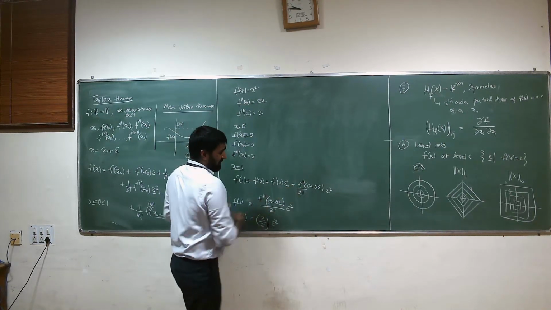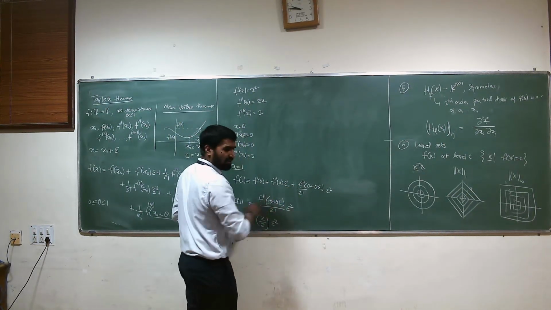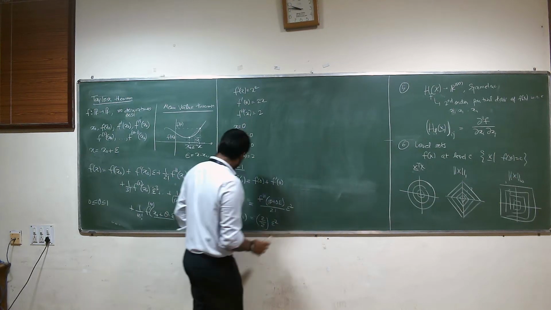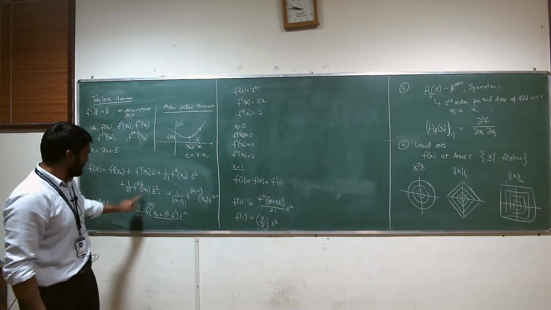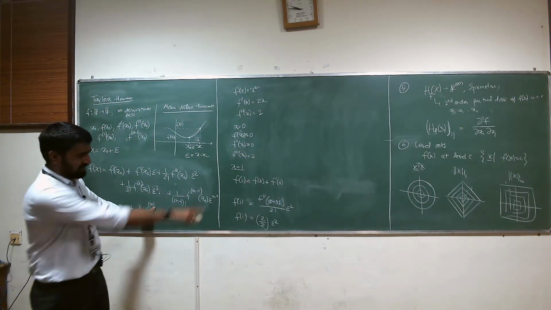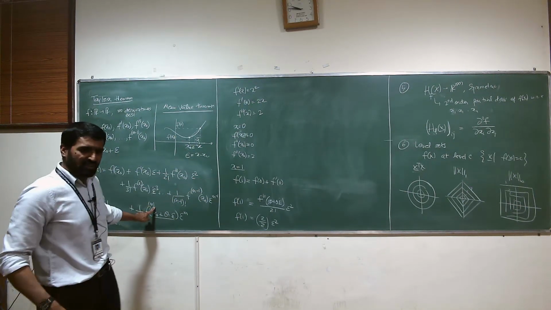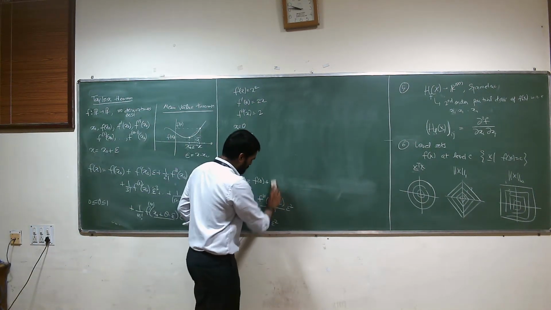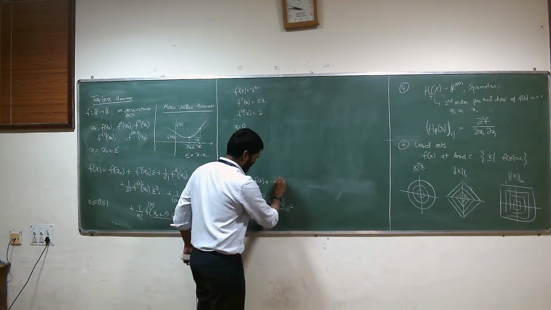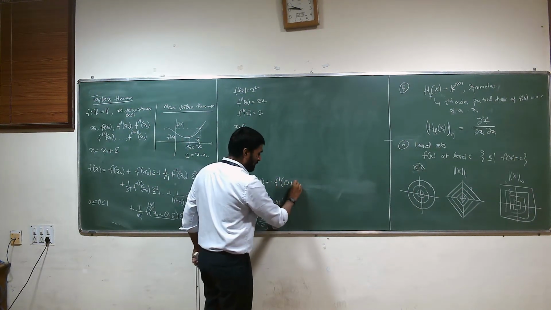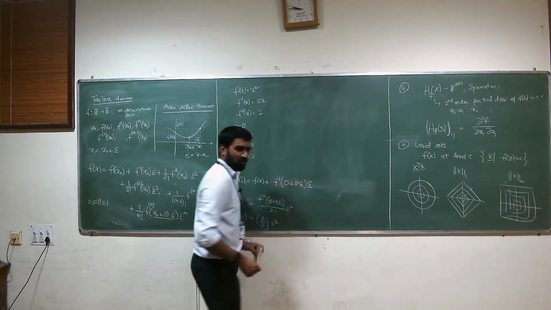Okay. Let's say we did not use the second derivative. We only use the first derivative, right? And we use the same formula. Instead of doing the mth derivative, here m was 2. Let's say we only use the first derivative. Then this would change to f dash of 0 plus theta times epsilon into epsilon.